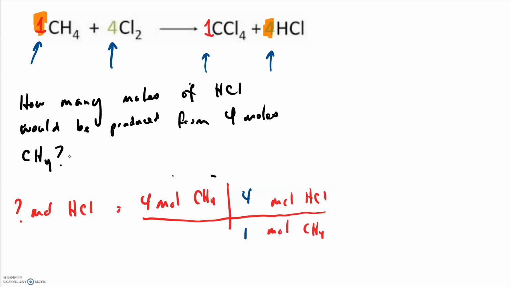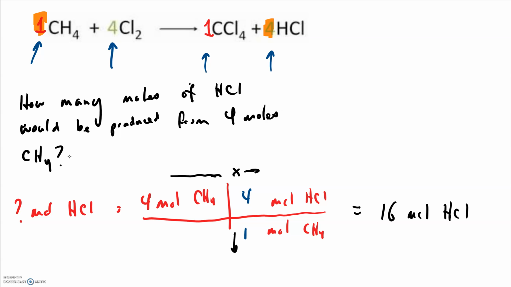And just like we did way back in chapter 3, we're going to multiply across the top and divide by the bottom. You probably don't even need a calculator for this one, but we're going to multiply 4 moles of CH4 by 4 moles of HCl, divided by 1 mole of CH4, and we should get 16 moles of HCl. And that's all you do. It gets a lot more complicated than this.